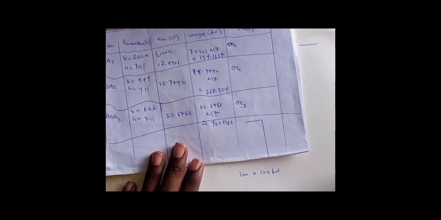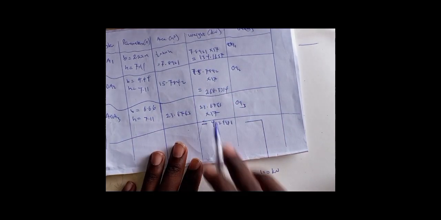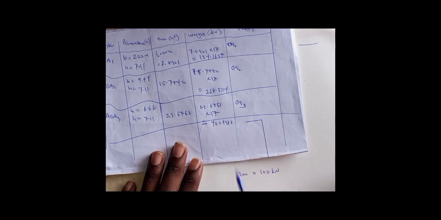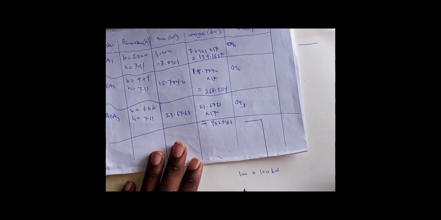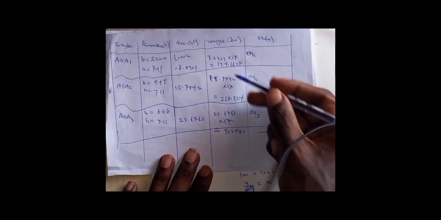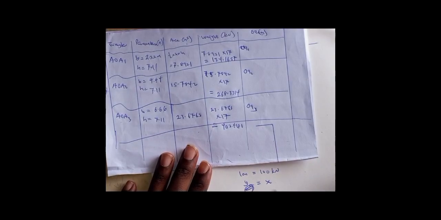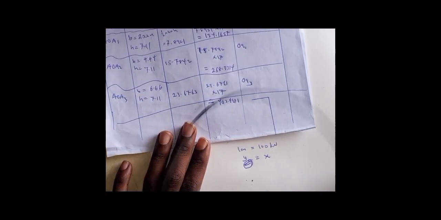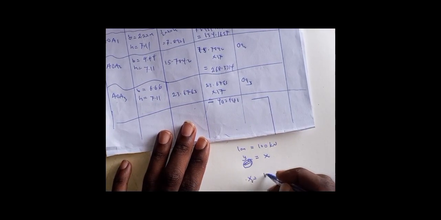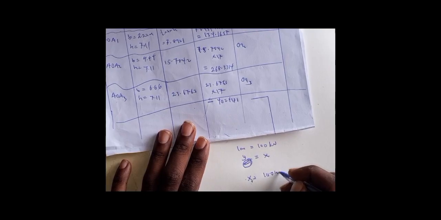Then what you do is you convert all of this. So if 1 centimeter is to 100 kilonewtons, then let's say y will be equal to x. So now we are going to find y. Since the x values have been given, we are going to find y. So let's make this the sample. So we have, let's say x will be equal to 100 kilonewtons.